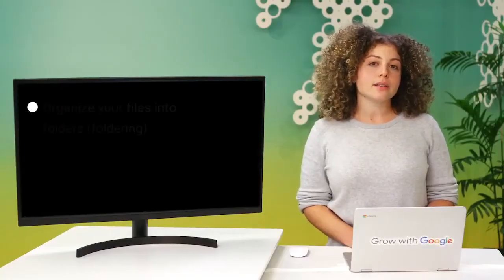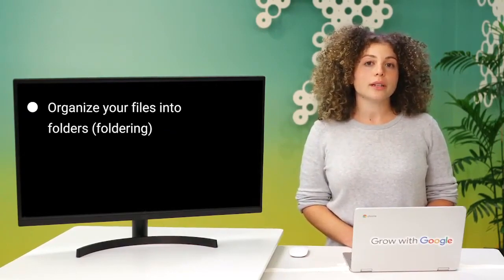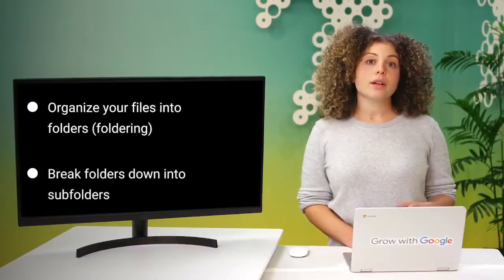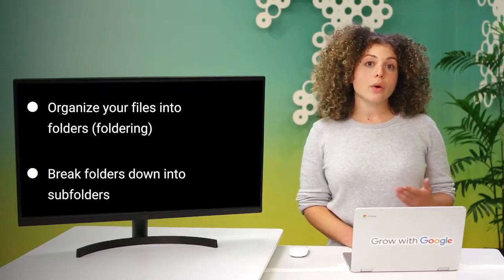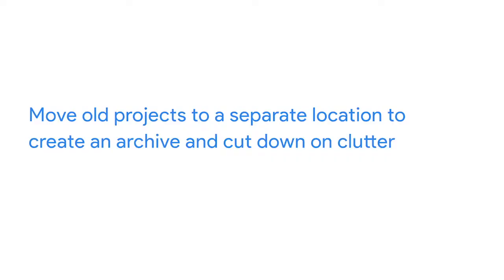And speaking of easily finding things, organizing your files into folders helps keep project-related files together in one place. This is called foldering. For example, all of the files related to your vacation plan might go in the Vacation 2025 folder. You might then break that folder down even further by creating subfolders like itinerary or photos, depending on what else you'd like to easily access.